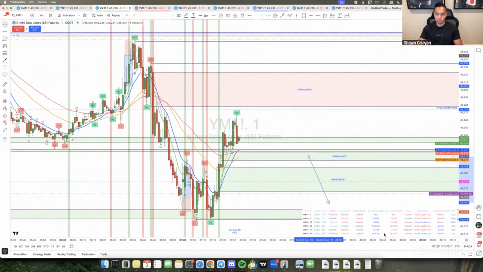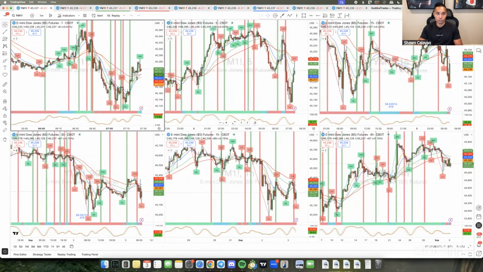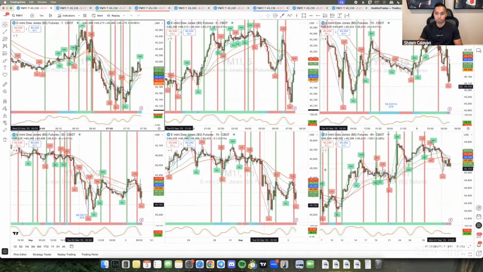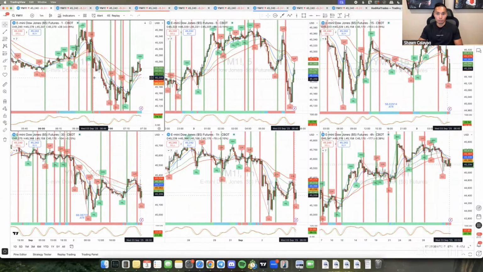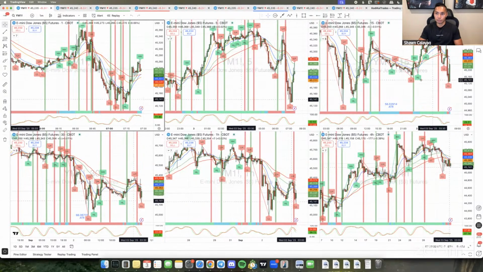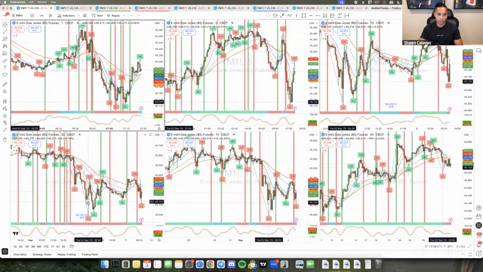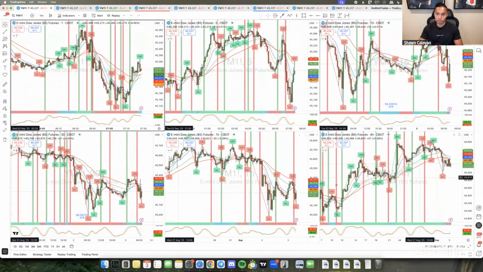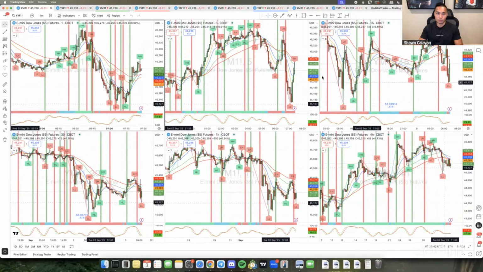You look at the market structure; it's pretty mixed. 1 minute's bearish, 5 minutes bullish, 15, 30, 1 hour neutral, 4 hour bearish. Let's go take a look at the overall market structure trend. It's mixed. 1 minute's neutral, 5 minutes bearish, 15 minutes neutral, 30 minute is bearish, 1 hour is bearish, and the 4 hour here is bearish as well. So the higher time frames here are bearish, lower time frames are kind of mixed.